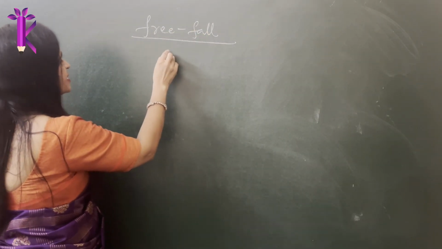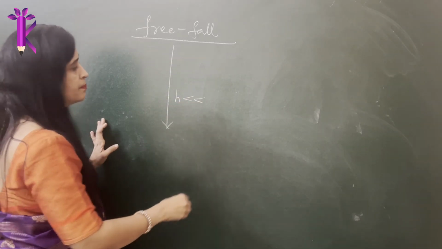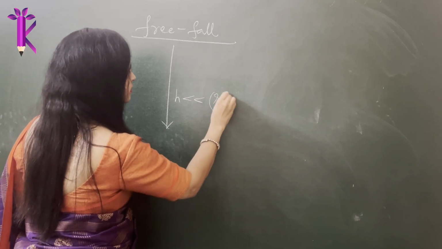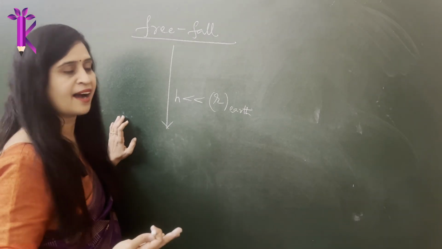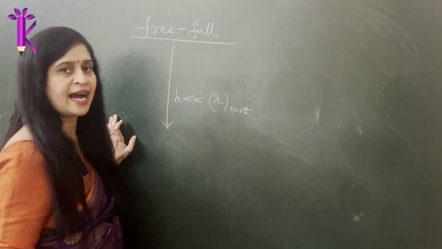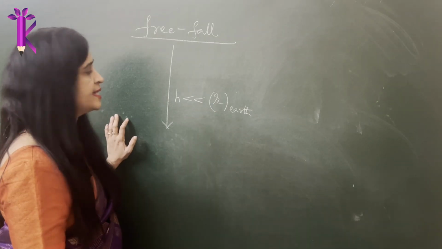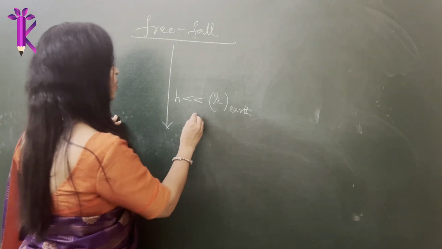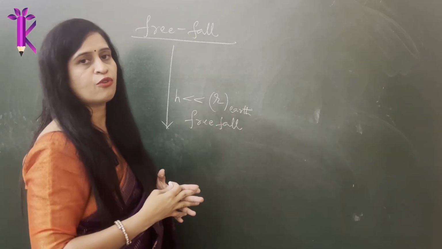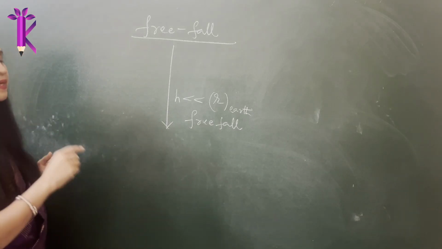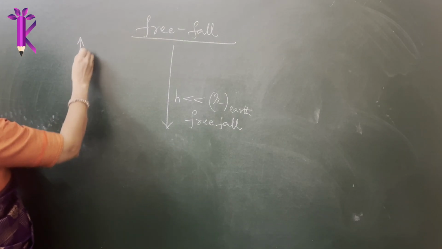Now suppose the height through which the object is falling is very much small compared to the radius of the earth. We do numericals in physics where the height will be 20 meters, 25 meters, which is very much negligible compared to the radius of the earth. So in such cases, you assume the object to be under free fall. Is there a convention that you follow for free fall? Yes, certainly. Now let me tell you, free fall is an object moving in the downward direction.